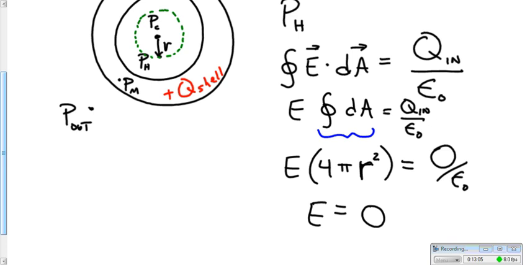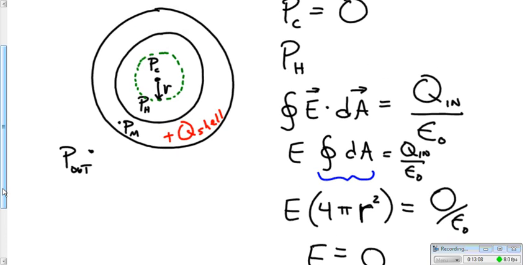Now I said going into it that we had to assume that maybe there was an electric field, and we had to talk about what direction it would go, radially out or in. But in the end, we find that there is no electric field there, and that is completely consistent with Newton's shell theorem.